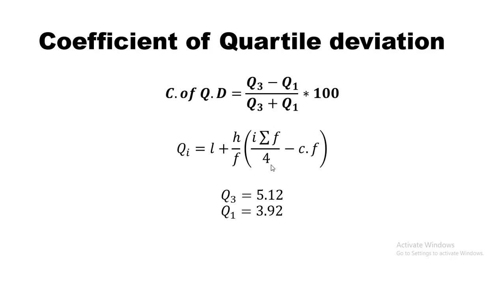I've already calculated the values of the quartiles. You can calculate them on your own and verify your answers, using all the steps required to find quartile values. I have calculated the upper quartile Q3 as 5.12, and the lower quartile Q1 as 3.92.